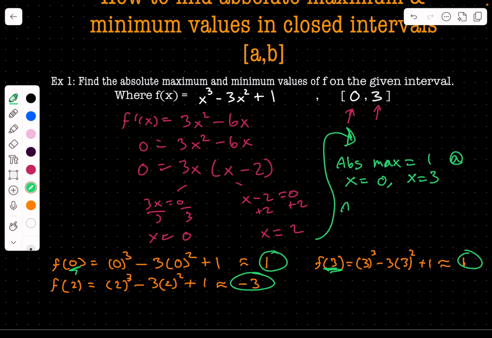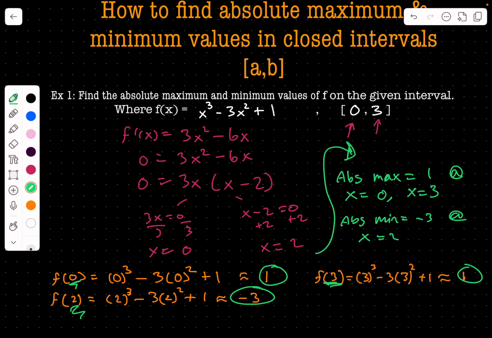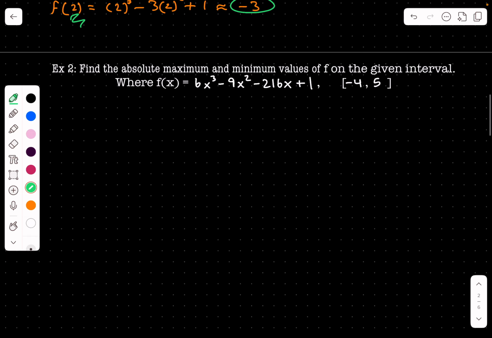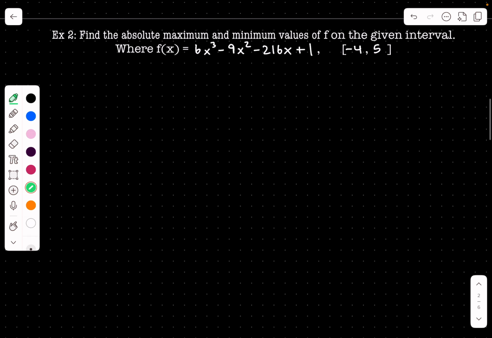And then for absolute min, we could write that is equal to 3 at x equals 2, because that's how we found it over here. All right, so this is basically all we're doing over and over again. It's pretty easy. So feel free to pause the video and try it out. So let's jump into this guy.